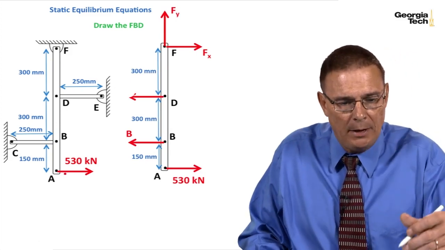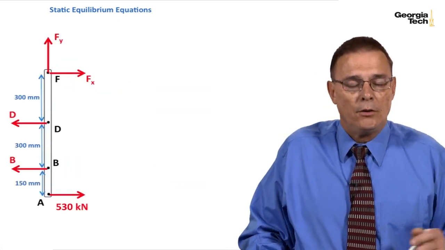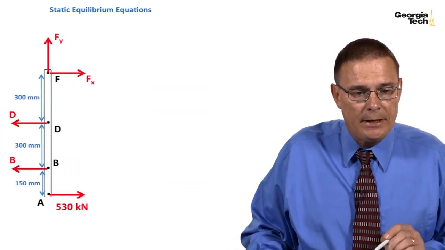Okay, here's what your free body diagram should look like. This is point D here. So here's my free body diagram again.